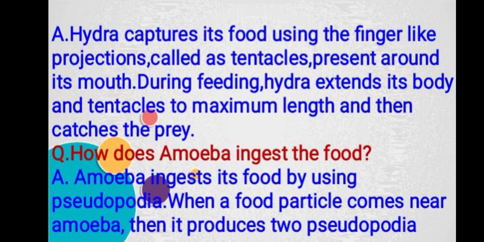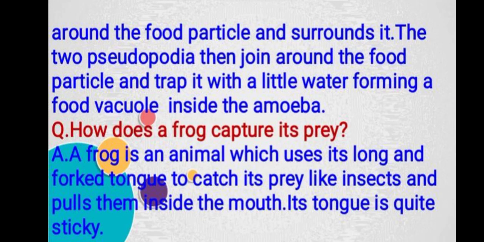Next question is, how does amoeba ingest the food? Children, amoeba ingests its food by using pseudopodia. When food particle comes near amoeba, then it produces two pseudopodia around the food particle and surrounds it. The two pseudopodia then join around the food particle and trap it with a little water, forming a food vacuole inside the amoeba.